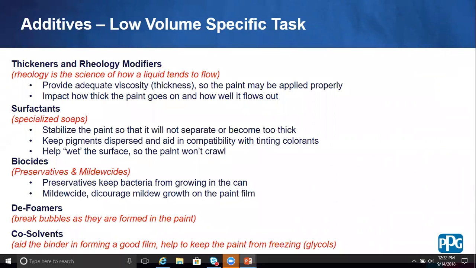And then the last thing that we have are co-solvents. We might add tiny amounts of solvent that aren't part of the big solvents in the picture. They're additives because they're specialized ones that aid the binder in forming a good film, and they help keep the paint from freezing, like those glycols, kind of like antifreeze. So again, those are very important. With the push in the industry for these low and no VOC products, remember that when you're storing or transporting them, they will freeze more often because they just don't have the amount of solvents that paint years ago used to have. So you have to be a little careful with that.